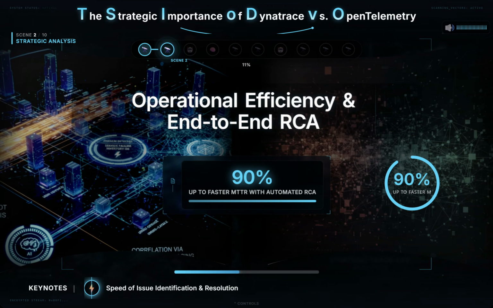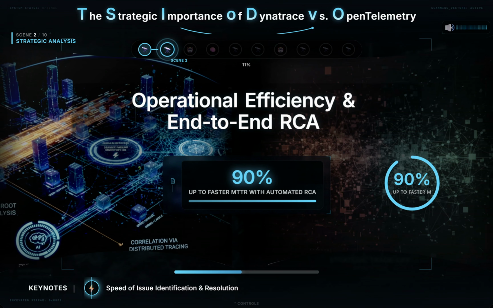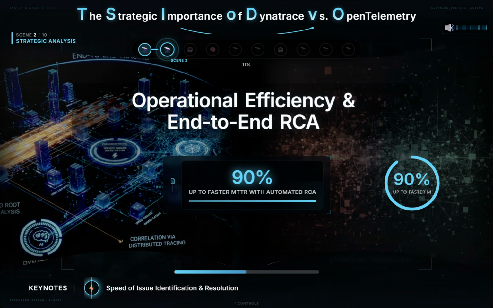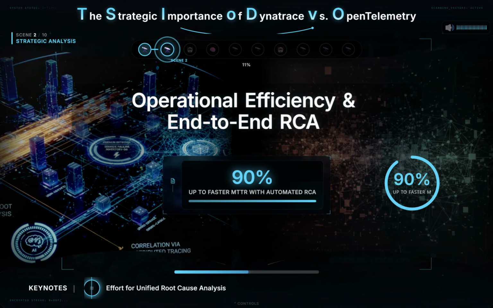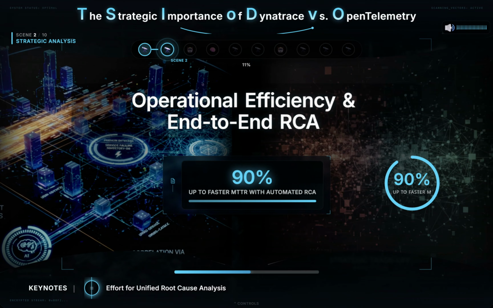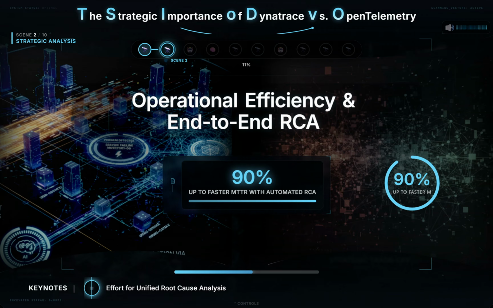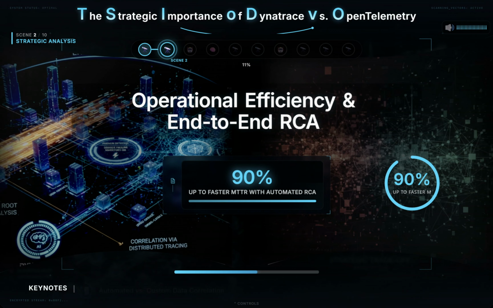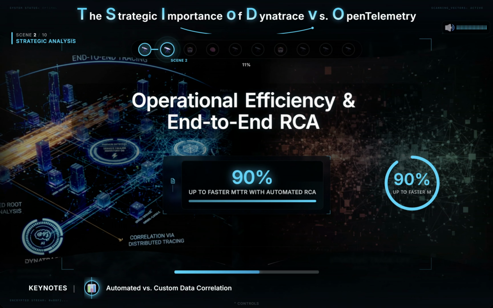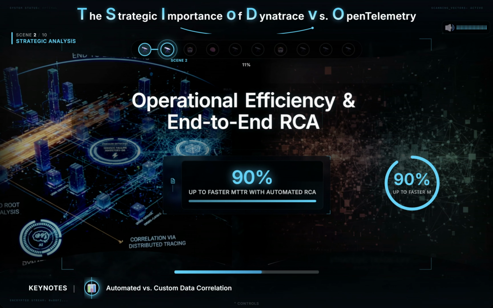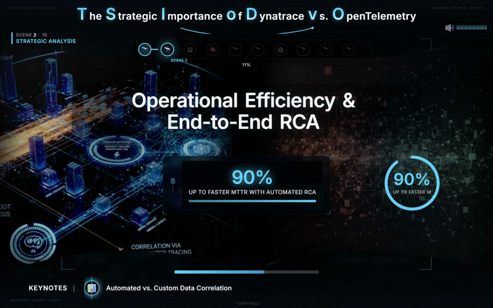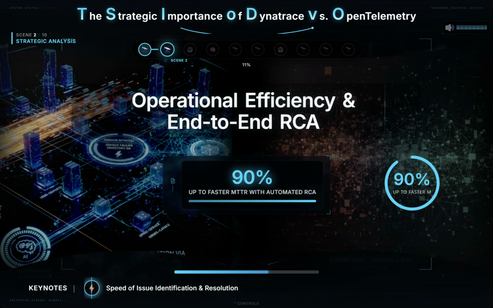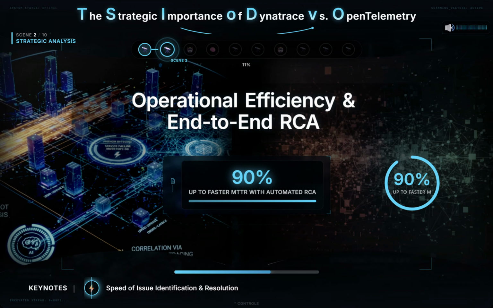In real systems, this shows up when teams are struggling to achieve unified, end-to-end root cause analysis across disparate tools. With Dynatrace, that correlation is often automated, giving you a clear path from user experience down to code-level issues. Picture a moment where a customer complains about slow performance. Dynatrace's AI can rapidly trace that single request across microservices, correlating metrics, logs, and traces to pinpoint the exact failing component. It's about speed and efficiency.